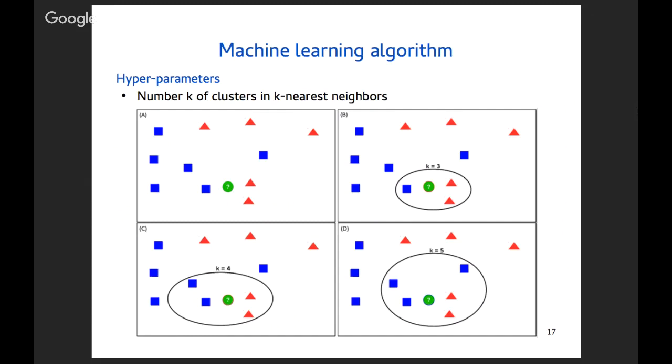Then for the case k equals to 5, so 5 points, the algorithm will select 3 blue squares and 2 red triangles. And so will it associate the green bubble to the triangles or the squares? Tell me. Squares. Squares. Okay. Because they are 3. 1, 2, 3 against 2. Okay.